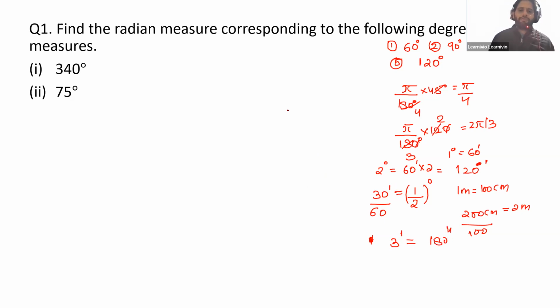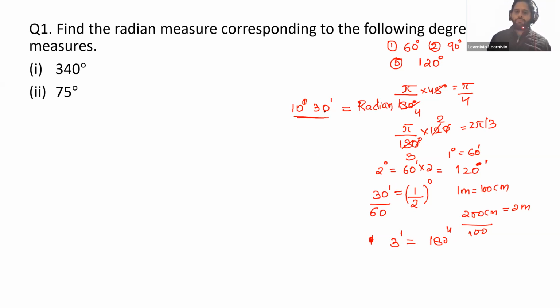Very good. Now suppose we have this question, 10 degree, 30 minutes, and they ask you to convert this into radian. We need to convert this into radian. So we know the formula to convert a degree into radian, but what about the minutes?